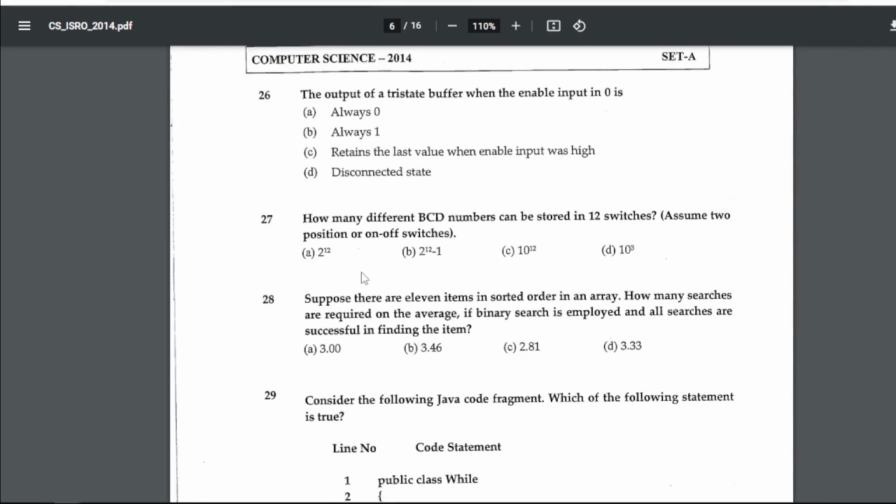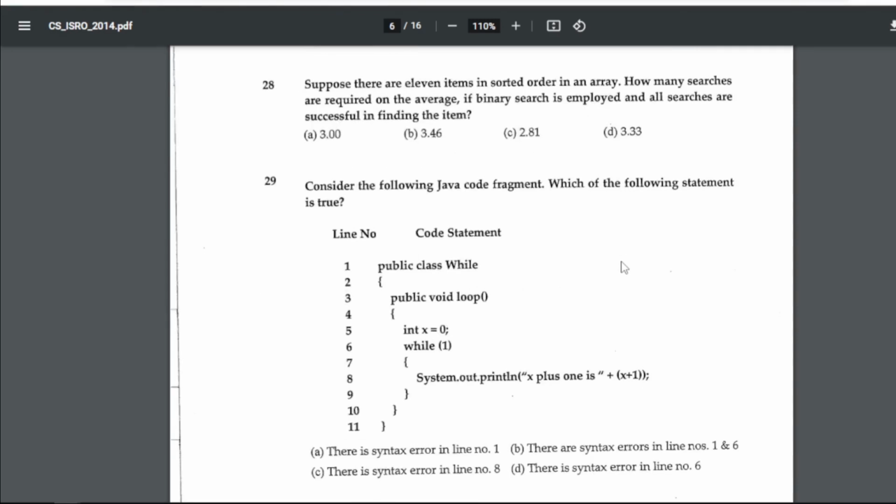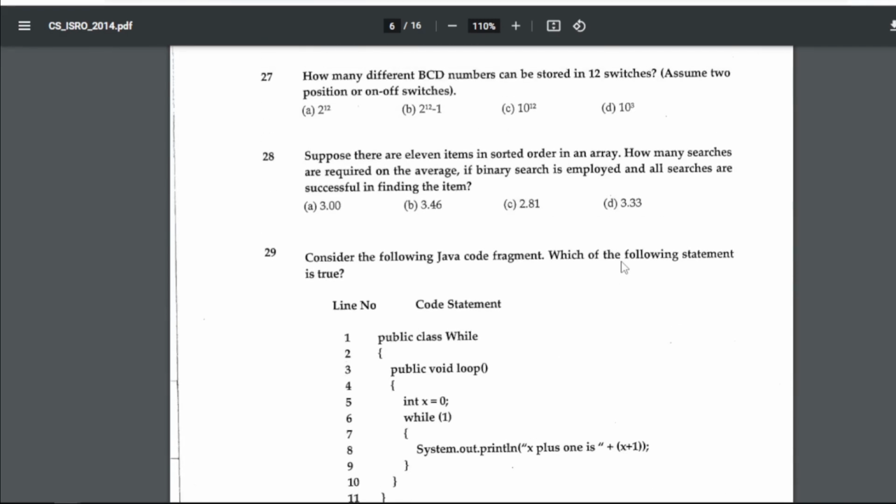Now question number 27 is how many different BCD numbers can be stored in 12 switches? Assume two-position or on-off switches. So here the answer will be 10 to the power 3. So 10 to the power 3 different BCD numbers can be stored in 12 switches, right? So option D will be the answer, 10 to the power 3. Question number 28 is suppose there are 11 items in a sorted order in an array.